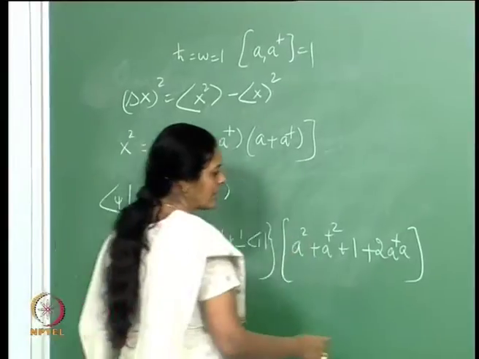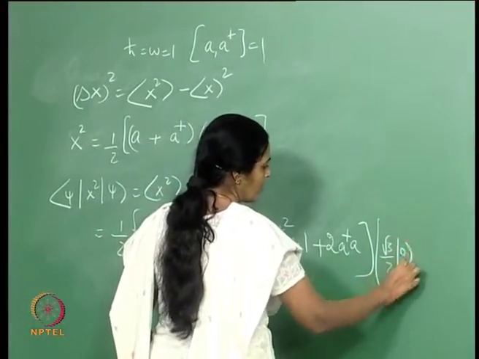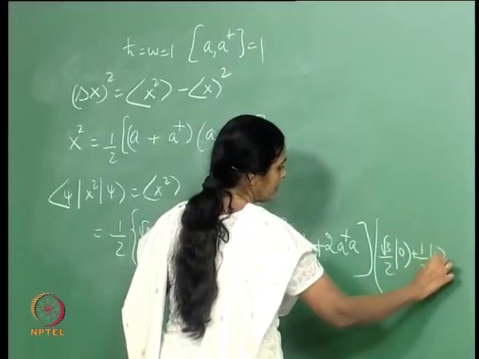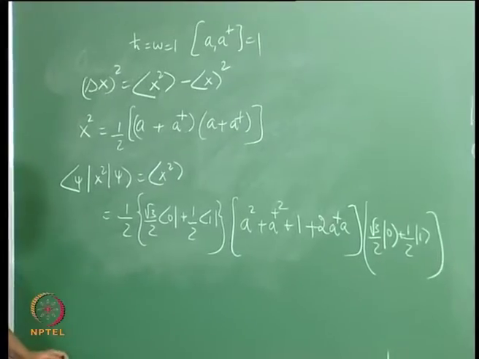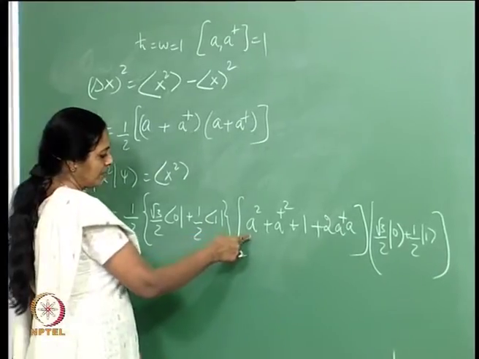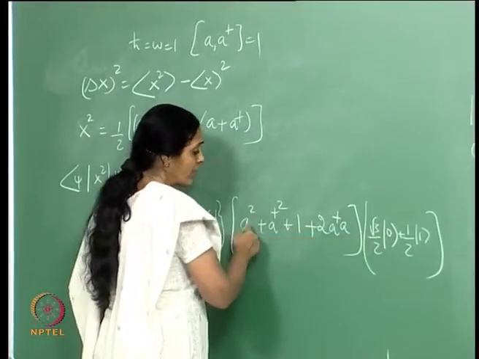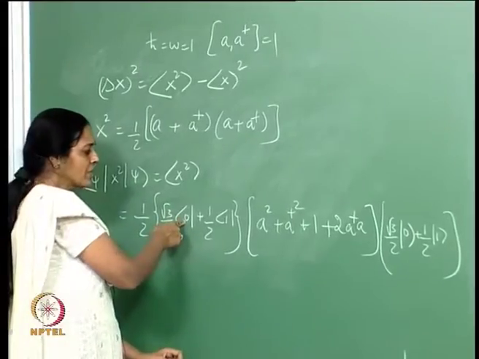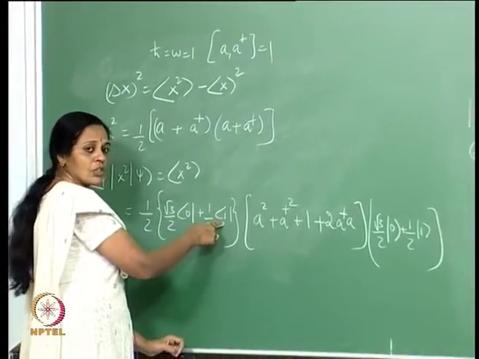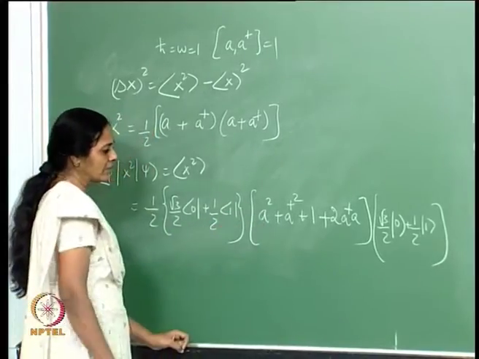And then on the other side, I have root 3 by 2 ket 0 plus half ket 1. So this is the object that I have to compute. Let us look at the first term. Now a squared, a acting on ket 0 is 0, so a squared simply destroys this, and therefore the inner product with this does not contribute with this either. So there is no contribution from a squared.